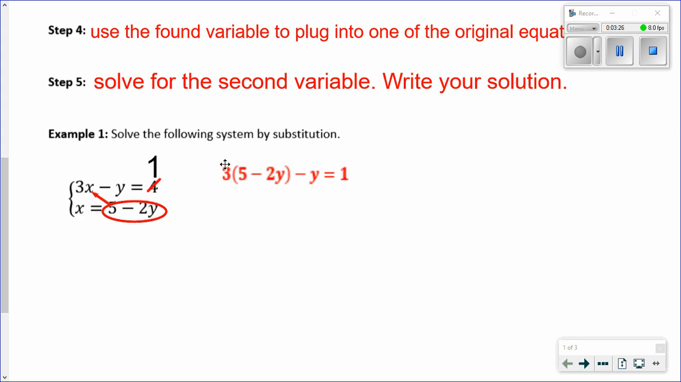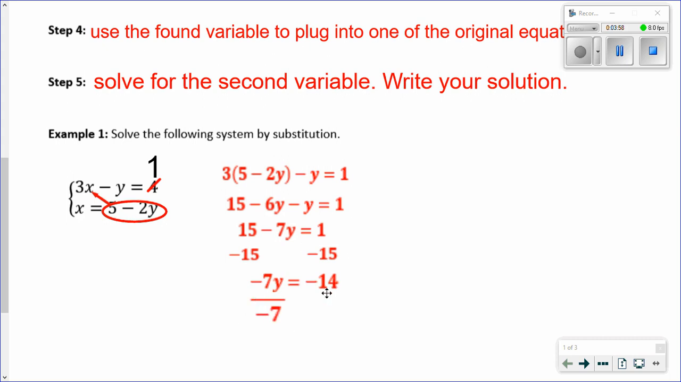So first I'm going to go ahead and distribute the 3. So I get 15 minus 6y minus y equals 1. Now I can combine my like terms of my y's, so negative 6 and negative 1. That will give me negative 7y, and I just bring everything down. Now it's just a two-step, and I go ahead and solve. So I subtract 15 from both sides, and I'm left with negative 7y equals negative 14. So then I go ahead and divide everything by negative 7. I get y equals 2. That's 1/2 of my solution. One part of it is already done.